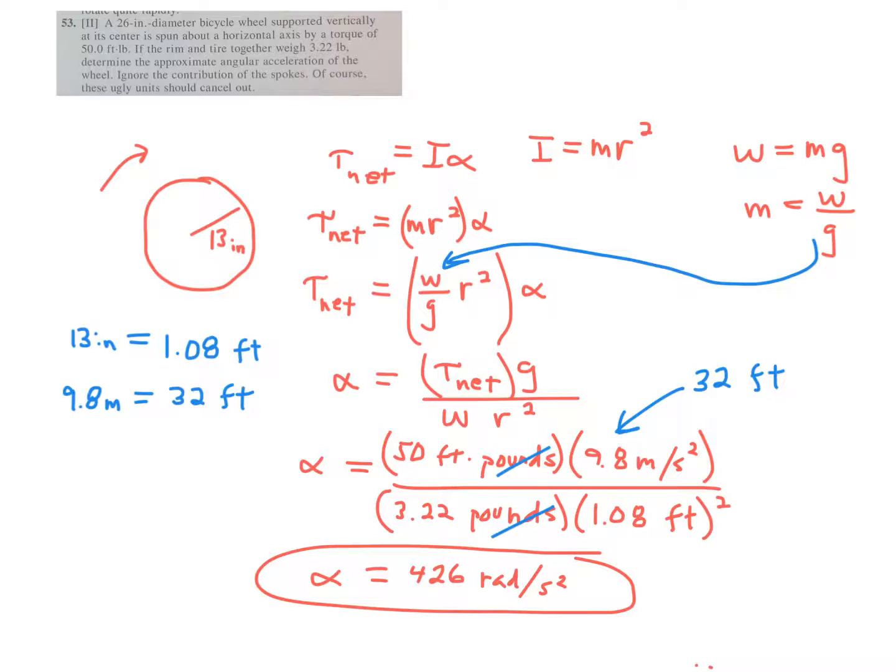We never had to make any real difficult conversions into SI. You could do it that way, but as you can see here, all the units cancel out real nice if we were a little bit careful with the units, making everything feet and so forth. So if you just plug everything in, you get alpha is 426 radians per second squared. That's a pretty good acceleration.